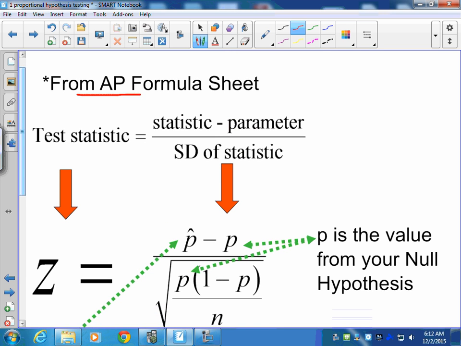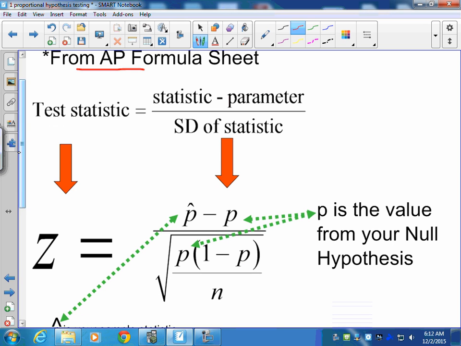Okay, remember, every formula you need for hypothesis tests or confidence intervals is on your formula sheet. So make sure you go and use that resource overall. So when we're talking about tests, we're going to find our test statistic. And in this situation, proportional problems go back to the z value instead of a t value.